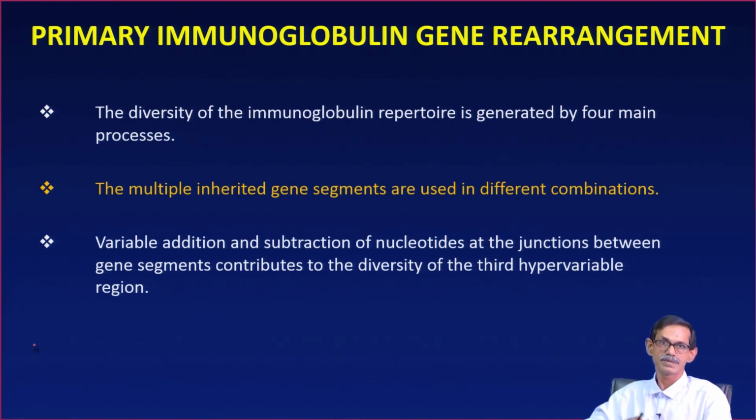So, what are the 4 different processes? The multiple inherited gene segments are used in different combinations, that is whatever we discussed, VDJ, same thing, but that is inherited. Here the special point is that we inherited those segments from our parents. Variable addition and subtraction of nucleotides at the junction between gene segments, that is the junctional diversity, right. That contributed a lot, and that is one of the most interesting discoveries in antibody diversity development. And the third, hypervariable region, okay. And the third hypervariable region, why?